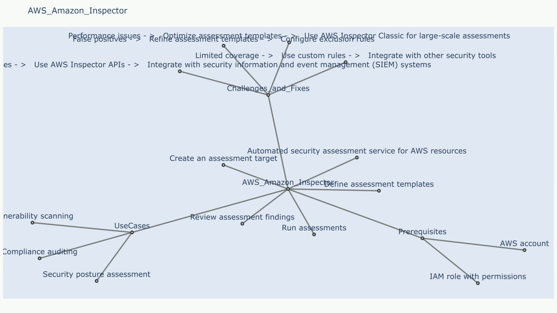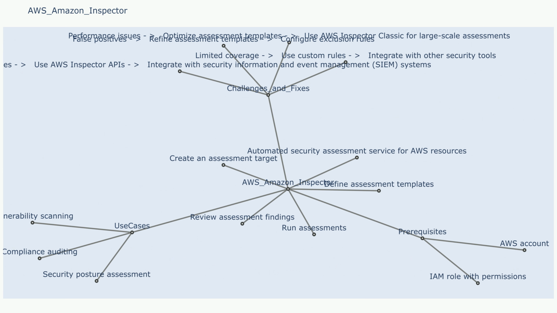Review assessment findings. Analyze the assessment reports to understand the identified vulnerabilities, compliance issues, and potential security risks. Use this information to prioritize remediation efforts and improve your overall security posture. Challenges and fixes. False positives. Fixes: refine assessment templates. Adjust the rules and configurations in your templates to reduce the likelihood of false positives.